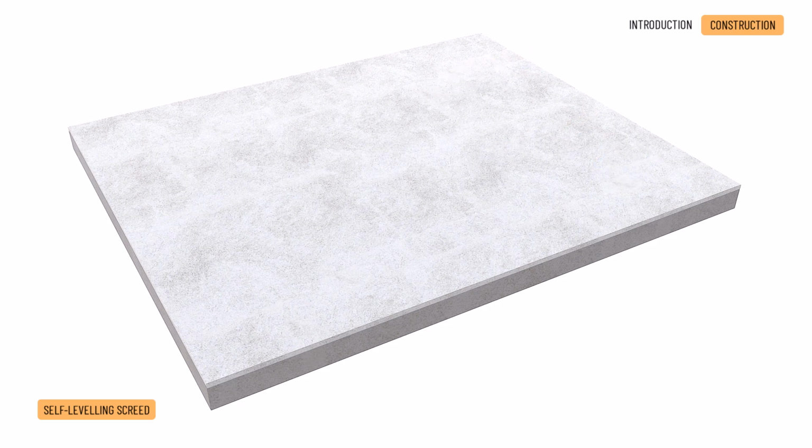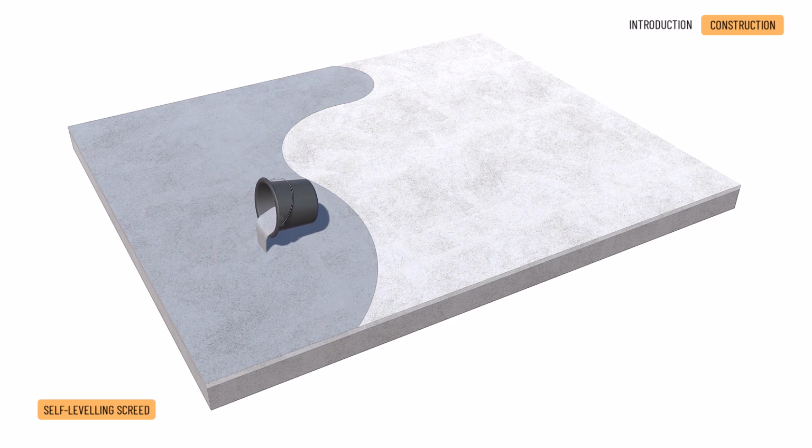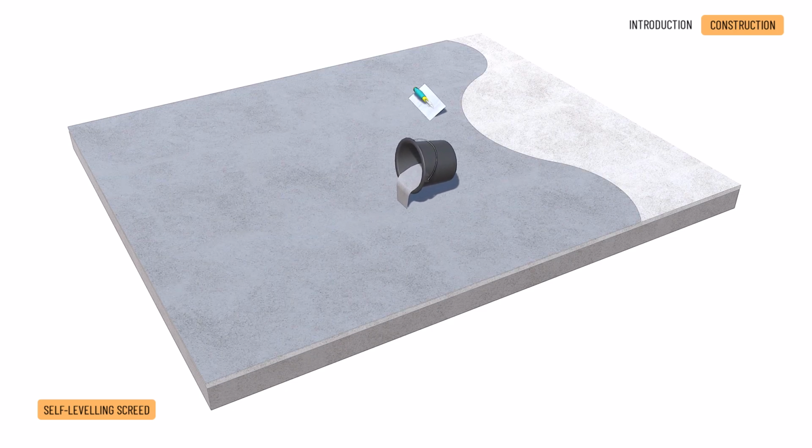When it has dried, the levelling compound is poured onto the surface and then spread evenly using a trowel or spiked roller.